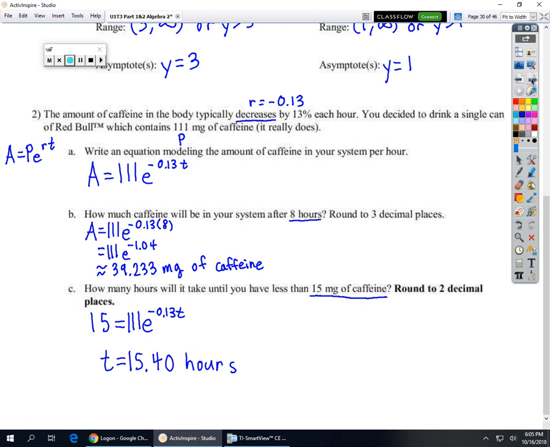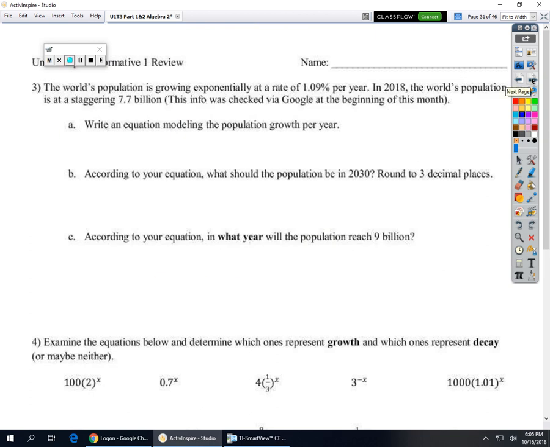Moving to the next one here. The world's population is growing exponentially at a rate of 1.09% per year. In 2018, the world's population is at a staggering 7.7 billion. And yeah, I did actually check this using Google. So again, this is a continuous equation. Same thing, A equals P e to the rt. So we're going to plug in all the values.